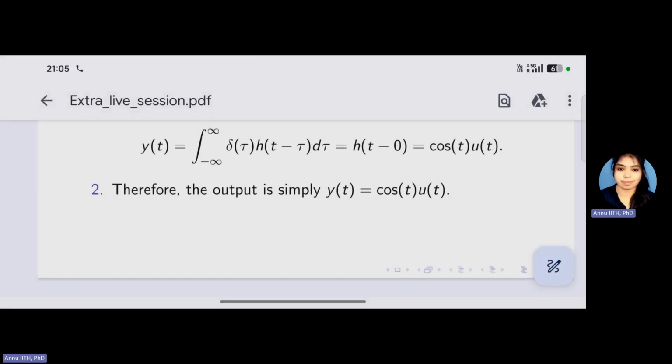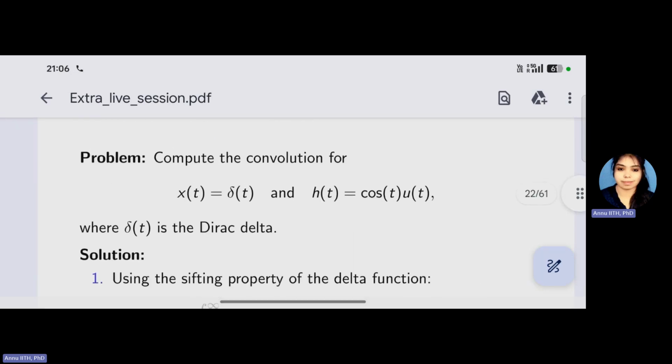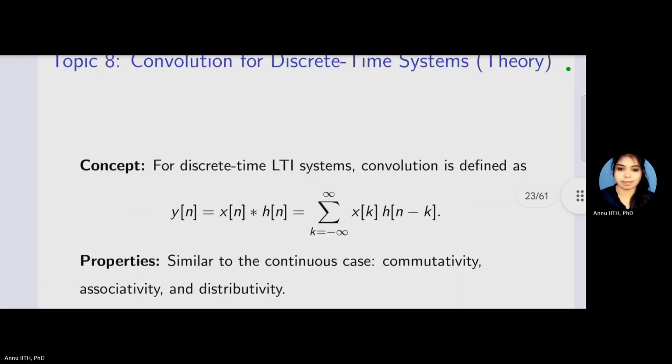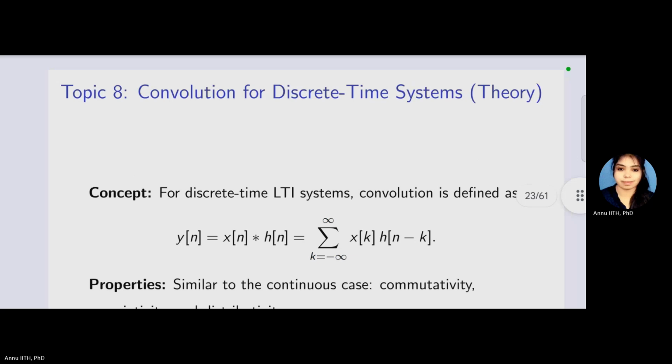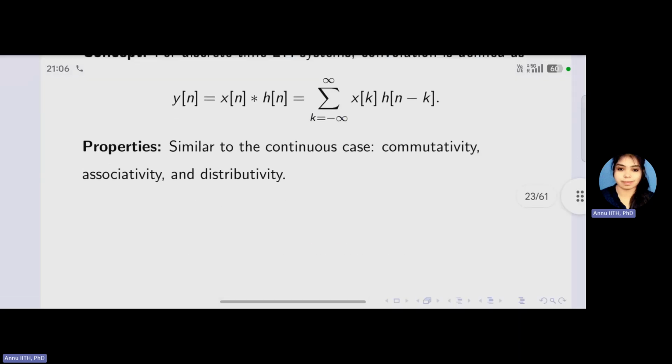Any function convolved with delta t is given back as that function. Since we have cos t u(t) and delta t, any function which is convolving with delta t gives that function. So convolution for discrete time systems. For discrete time LTI systems, convolution is defined as y[n] equals x[n] convolved with h[n], where it is defined as summation from minus infinity to infinity of x[k] h[n minus k], which is very similar to the continuous case, with commutativity, associativity, and distributivity.